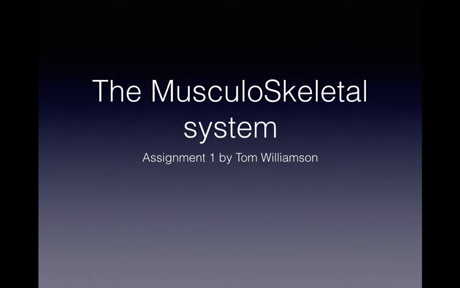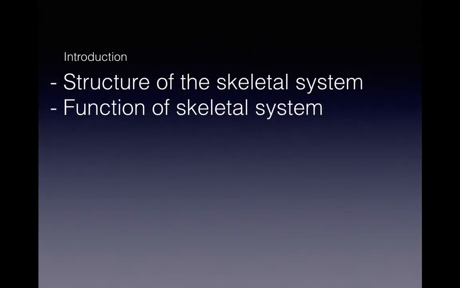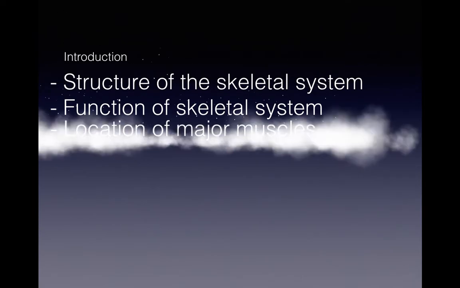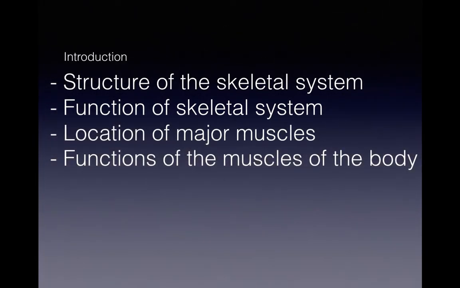I'm going to be doing a presentation on the musculoskeletal system, all for my first assignment for anatomy. Just to have a look at the introduction first of all. I'm going to be talking about the structure of the skeletal system, looking at all the bones, where they're located. Then I'm going to be going on to the function of the skeletal system, talking about the 6 different functions that the skeletal system does. Then looking at the muscular system, looking at the location of all the major muscles in the body, focusing on the origins and the insertions and where they attach on the body, and then finishing off with the functions of the muscles of the body.